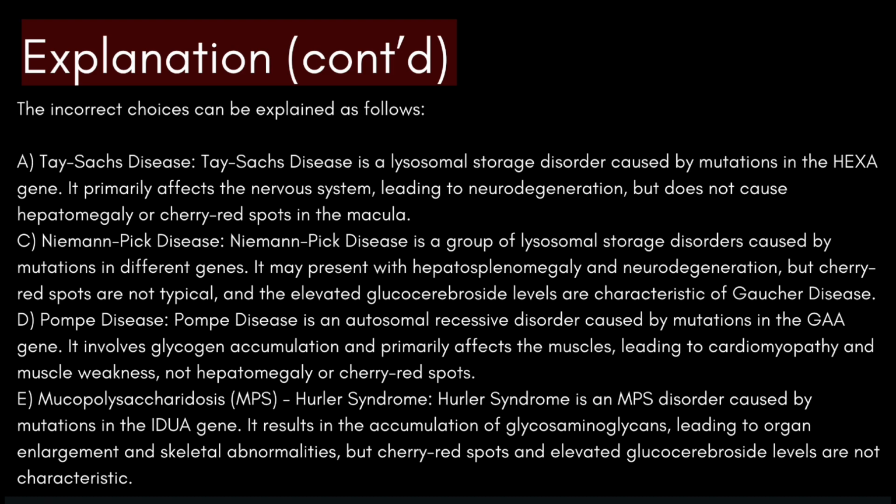Pompe disease, an autosomal recessive disorder caused by mutations in the GAA gene, involves glycogen accumulation and affects muscles, leading to cardiomyopathy and muscle weakness, not hepatomegaly or cherry red spots. Mucopolysaccharidosis, known as Hurler syndrome. Hurler syndrome, an MPS disorder caused by mutations in the IDUA gene, results in the accumulation of glycosaminoglycans, leading to organ enlargement and skeletal abnormalities, but cherry red spots and elevated glucocerebroside levels are not characteristic.